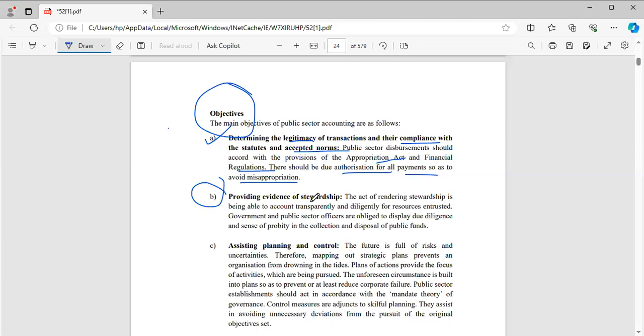All right? Then let's take number 2. Number 2 is providing evidence of stewardship. Stewardship talks about when you are reporting to somebody. That's the meaning of stewardship. So you have a boss.